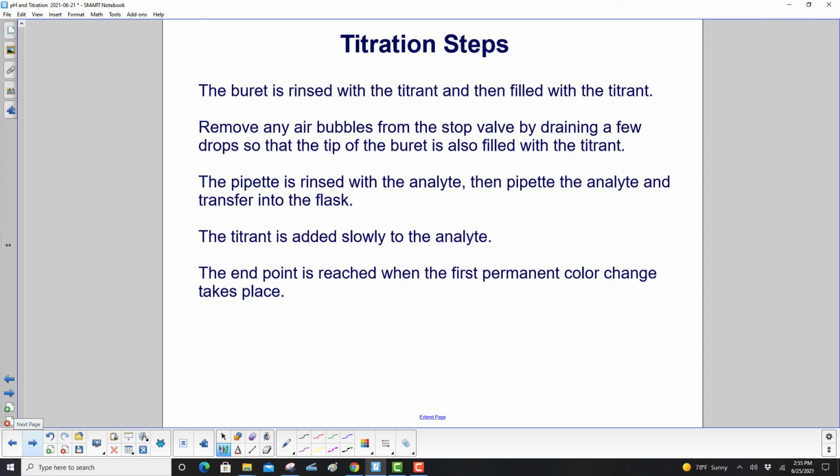First, the buret is rinsed with the titrant and then filled with the titrant. Remove any air bubbles from the stop valve by draining a few drops so that the tip of the buret is also filled with the titrant. The pipette is then rinsed with the analyte, then pipette the analyte and transfer into the flask. The titrant is added slowly to the analyte. The end point is reached when the first permanent color change takes place.